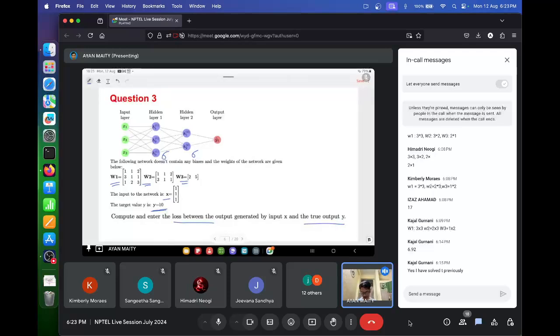And we have told in the first slide, where we first described the question, that it is using the predicted value of y minus the true value of y, whole square. This is the loss function that we are using.